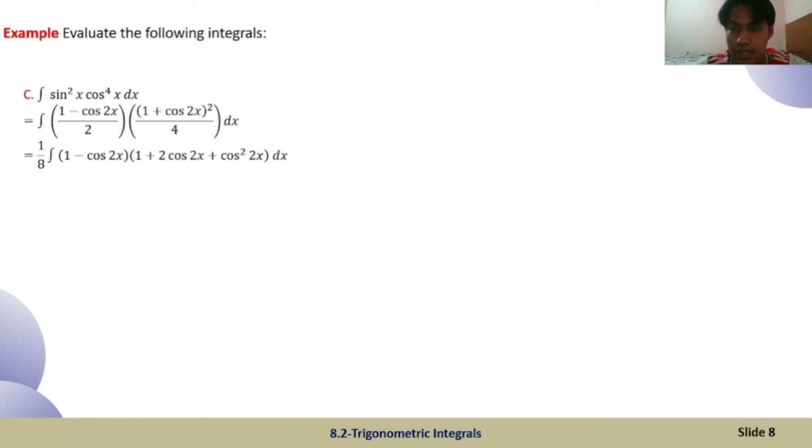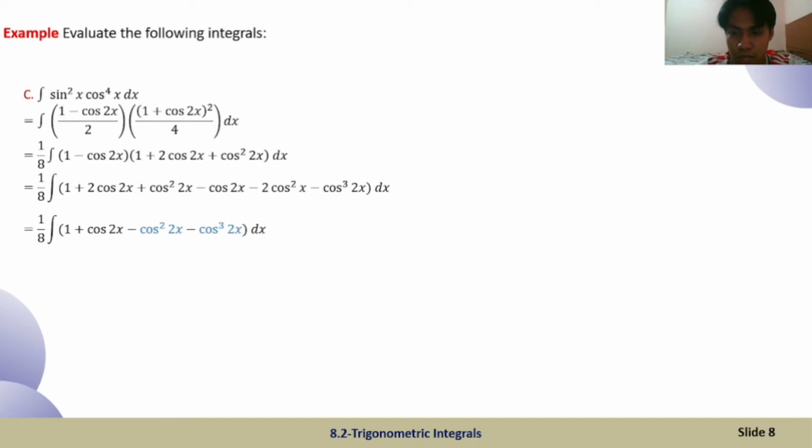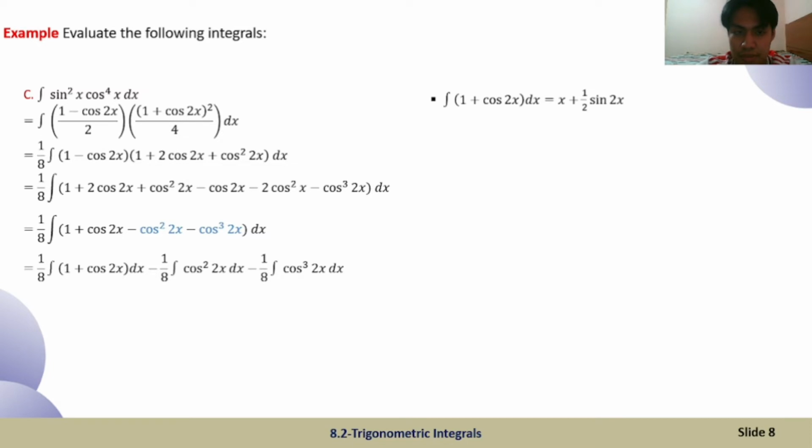and then just calculate these two factors. After calculating it, you will be able to see that we cannot integrate cosine squared 2x and cosine to the power of 3 2x directly. Therefore, we have to split the integral part by part.